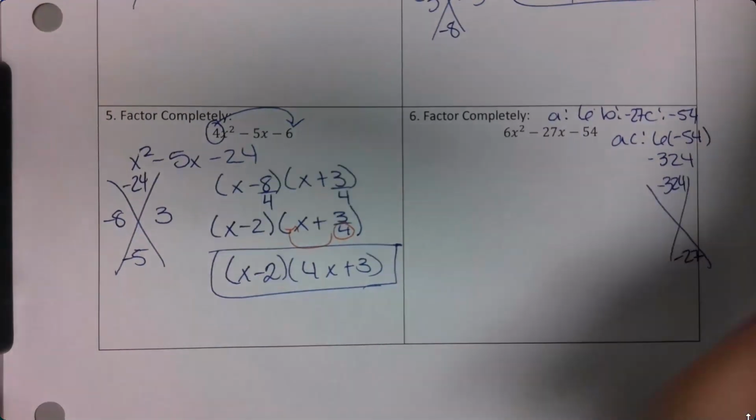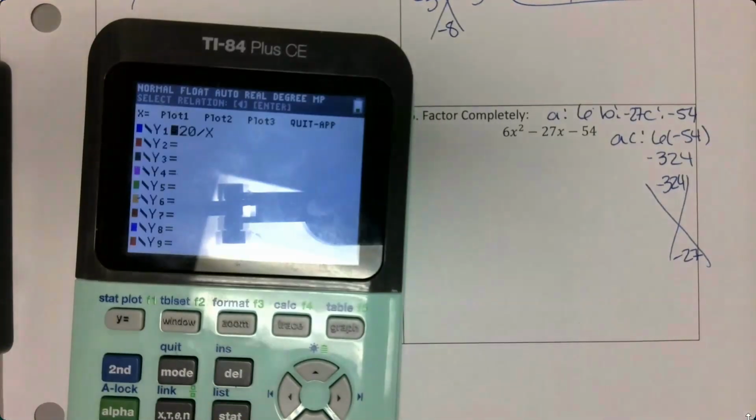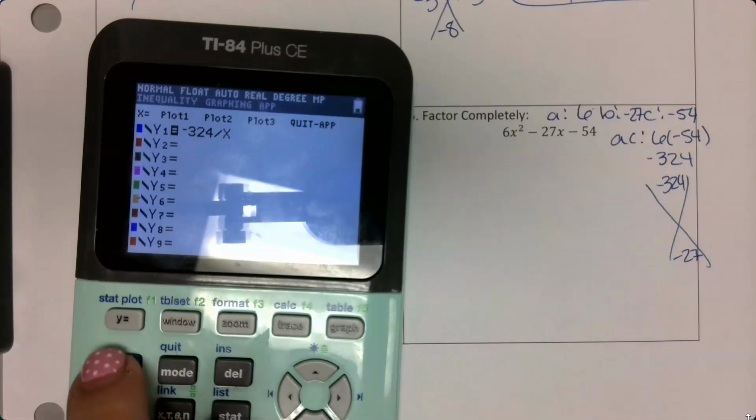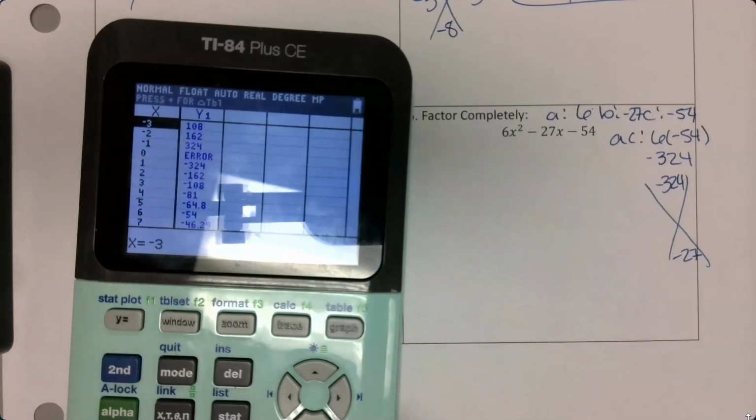I do not know these numbers off the top of my head, so I'm going to go to Y equals, and then I'm going to clear this out. I'm going to do -324 divided by x. I'm going to go 2nd Graph, and I want to add to -27. So I have 1 minus 324. That's going to give me -323.